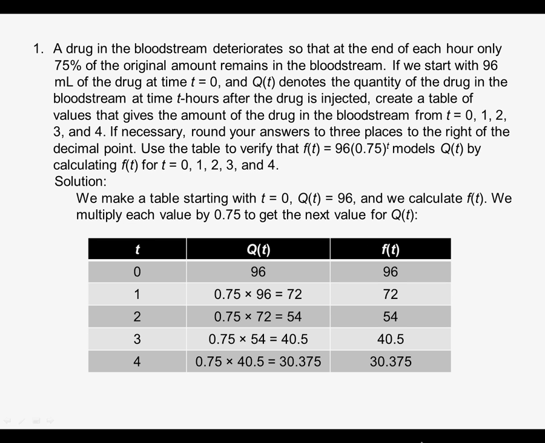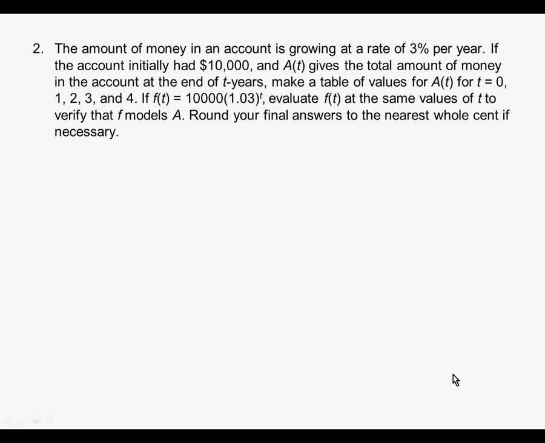Example number 2. The amount of money in an account is growing at a rate of 3% per year. So you're getting an extra 3% at the end of each year. If the account initially had $10,000 and A of t gives the total amount of money in the account at the end of t years, make a table of values for A of t for t equals 0, 1, 2, 3, and 4. And if f of t is equal to 10,000 times 1.03 raised to the t power, evaluate f of t at the same values of t to verify that f models A. Round your final answer to the nearest whole cent if necessary. Since this is money, nearest whole cent, which is 2 decimal places, does in fact make sense.